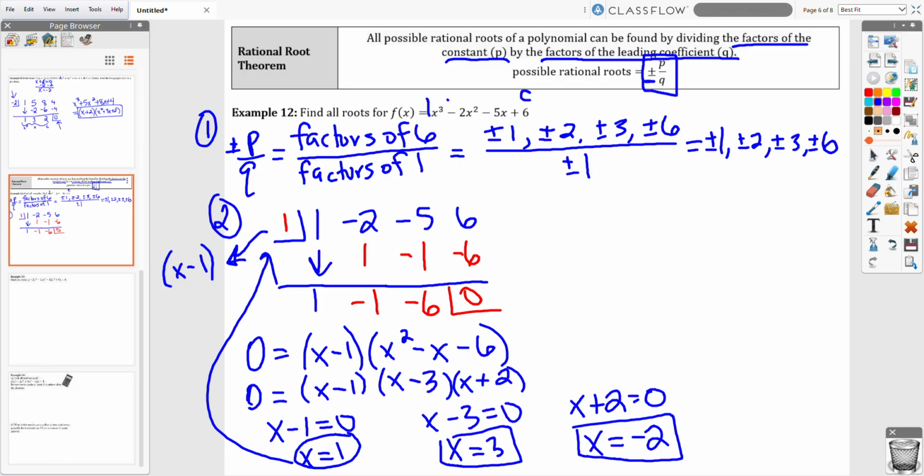Remember, whatever the degree of your polynomial is, that's how many complex zeros you should have, whether they're real or imaginary, when you're done. So we have our 3 real solutions on this one.